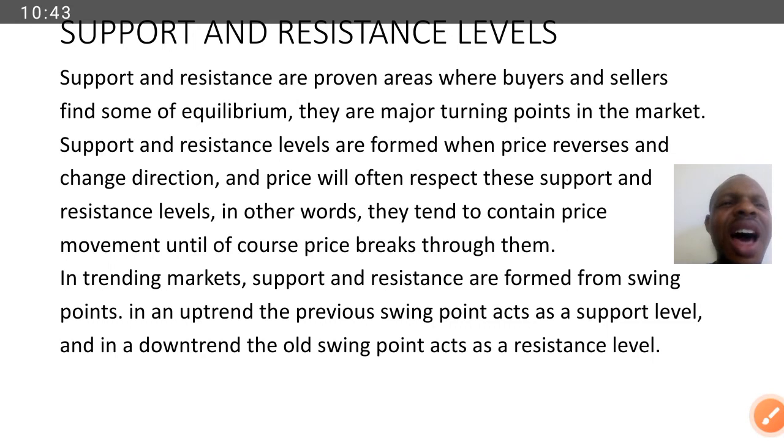Support and resistance are areas where buyers and sellers find some equilibrium. They are major turning points in the market. Support and resistance levels are formed when price reverses and changes direction. And price will often respect these support and resistance levels. In other words, they tend to contain price movement until, of course, price breaks through them. In trending markets, support and resistance are formed from swing points. In an uptrend, the previous swing point acts as a support level, and in a downtrend, the old swing point acts as a resistance level.